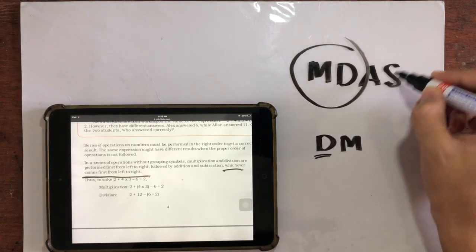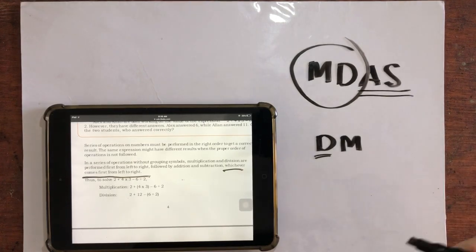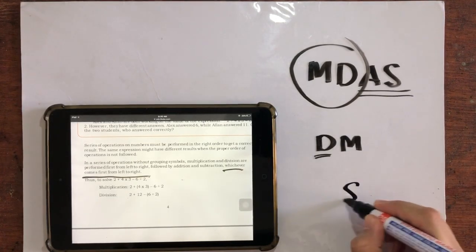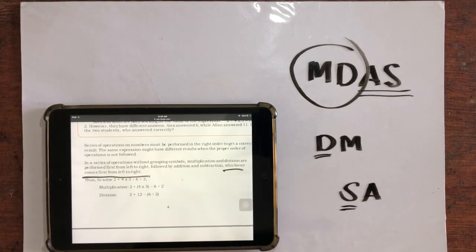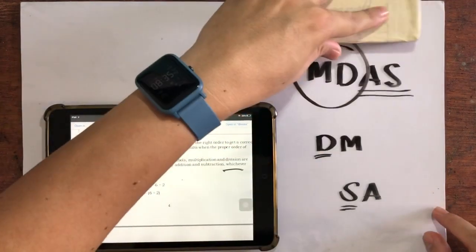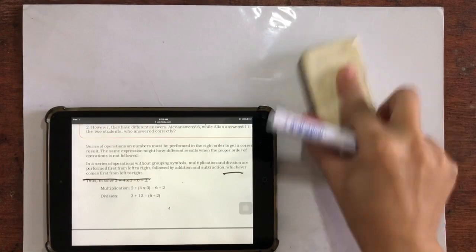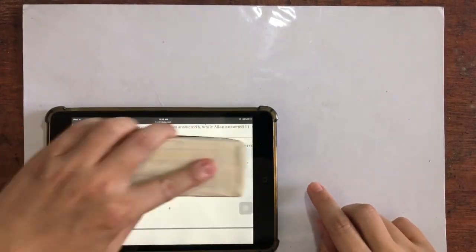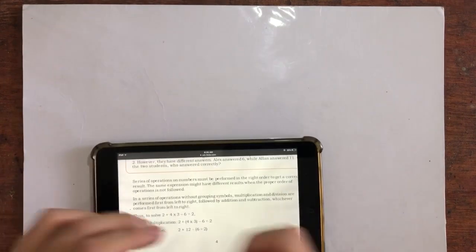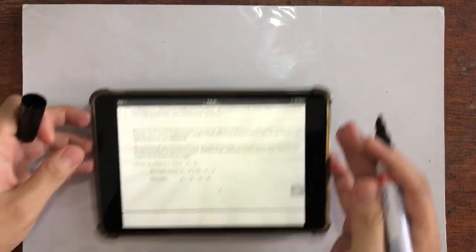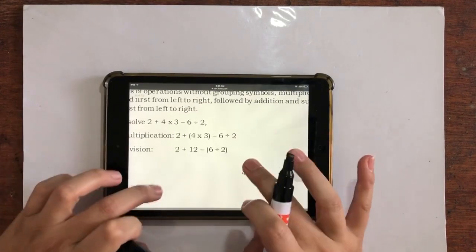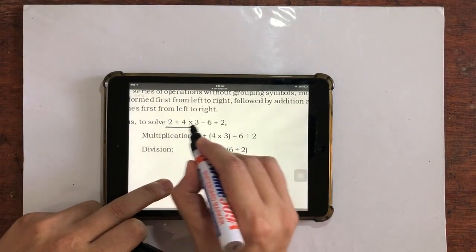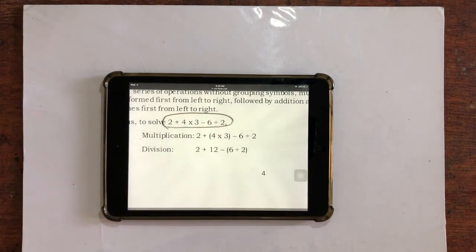The same goes for A and S, or addition and subtraction. For example, if the subtraction comes before the addition, we do the subtraction first. So, if we follow the example, okay? So, the example is, let's just use this one. So, this is what we will solve. 2 plus 4 times 3 minus 6 divided by 2.